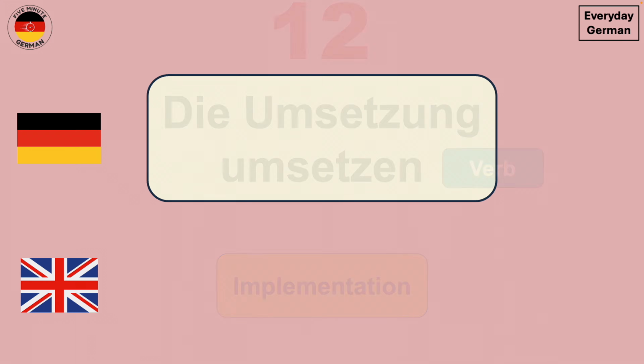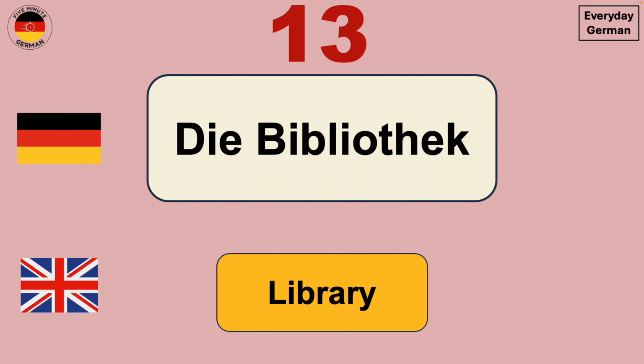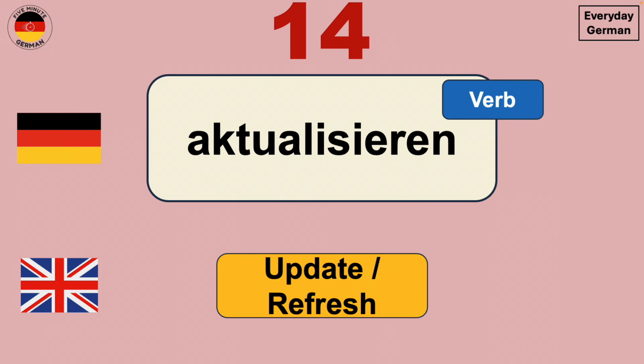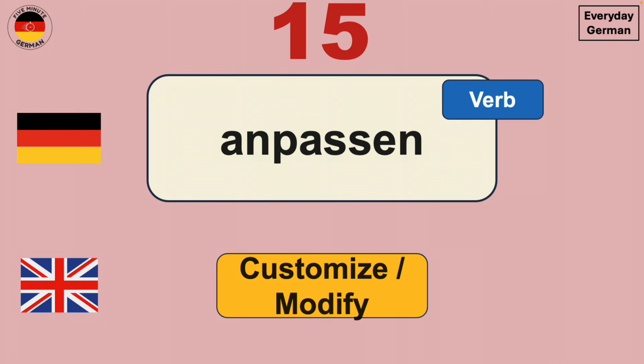Another term which is commonly used in programming is die Bibliothek, which is a library, die Bibliothek. The next thing which you often have to do is aktualisieren, which means to update or refresh. For example, when you have a new Windows version, then you have to update or aktualisieren. The next verb is anpassen, which means to customize or modify. For example, you have to modify a code, then you will use the verb anpassen.